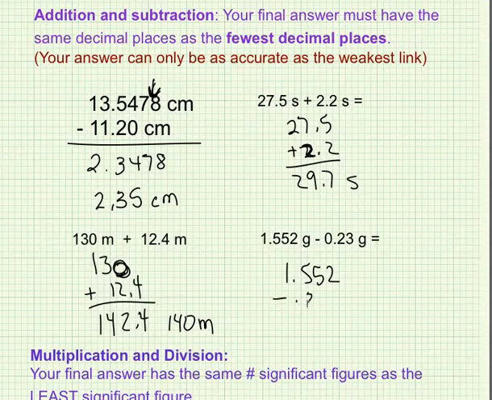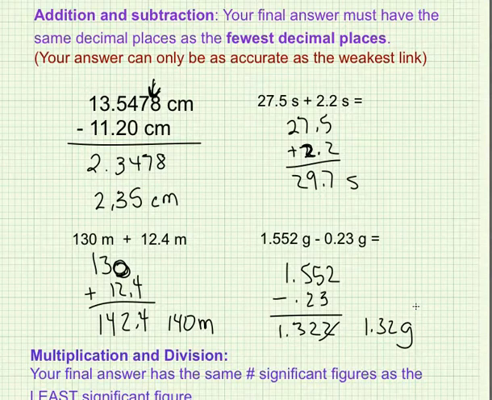All right, we've got 1.552 minus 0.23. Which of these two numbers is going to dictate how accurate our answer can be? I throw this in my calculator and I have 1.322. But I can't write that down because some of these digits are not going to count. Which one of those digits will not matter? It's going to be that last one, because the 0.23 only goes to the hundredths place. That means that's the best my answer can be. My answer would be 1.32, and that would be grams.